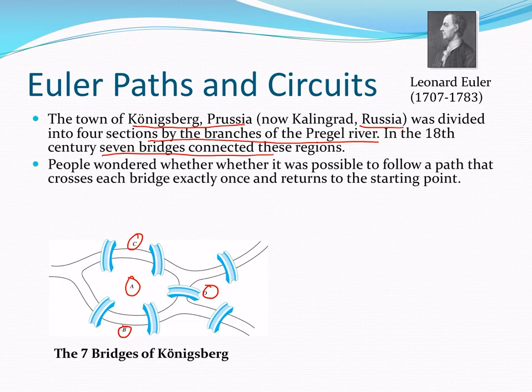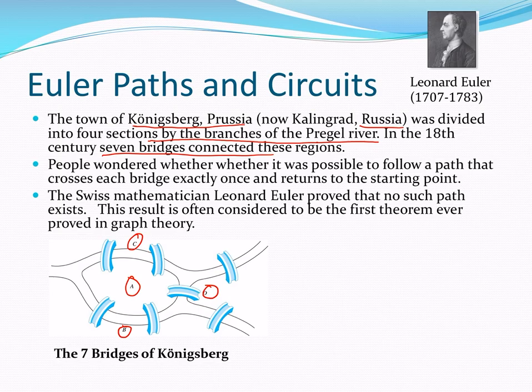And there was a problem. People wondered if you could follow a path at one of the bridges and then cross every bridge exactly once and get back to your starting point. And the famous mathematician Euler proved that no path exists. It's considered the first theorem proved in graph theory.